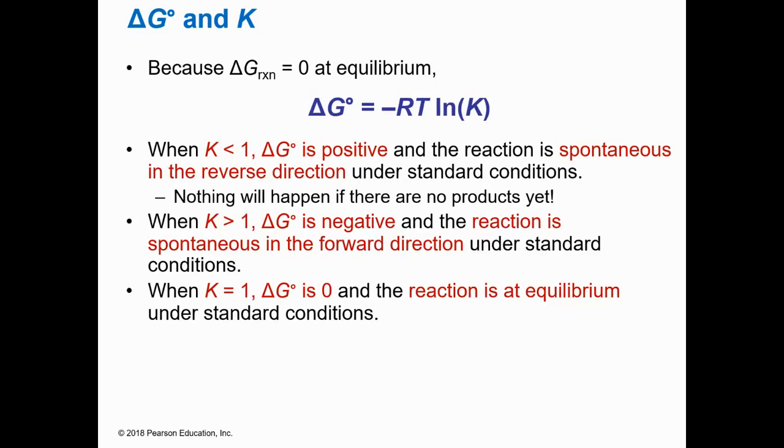Okay. So remember, when K is 1, G is 0. And we've talked about that. But when G is negative, which is our spontaneous, K is greater than 1, and so it's moving in that forward direction. If G is not spontaneous, that means it's moving in the reverse direction, and then K is less than 1.